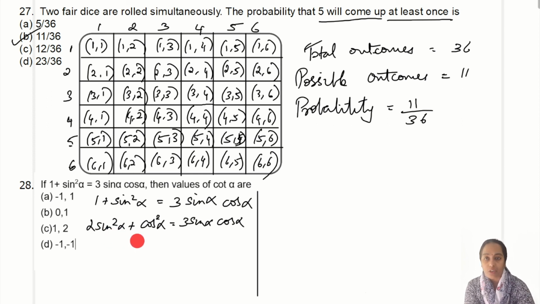And here it is cos square alpha. Here it will be 3x cos alpha. So I will have 2x square minus 3x cos alpha. I'm bringing it to the left hand side. Then I have plus cos square alpha. So I get a quadratic equation here.